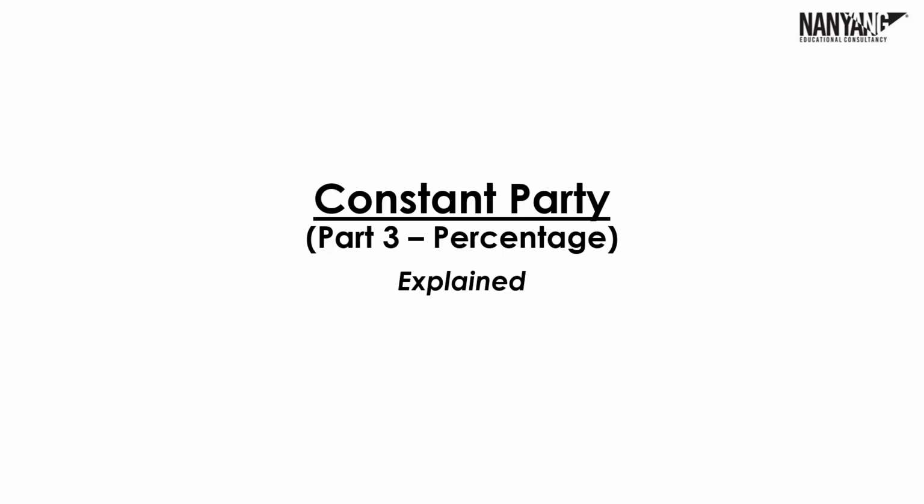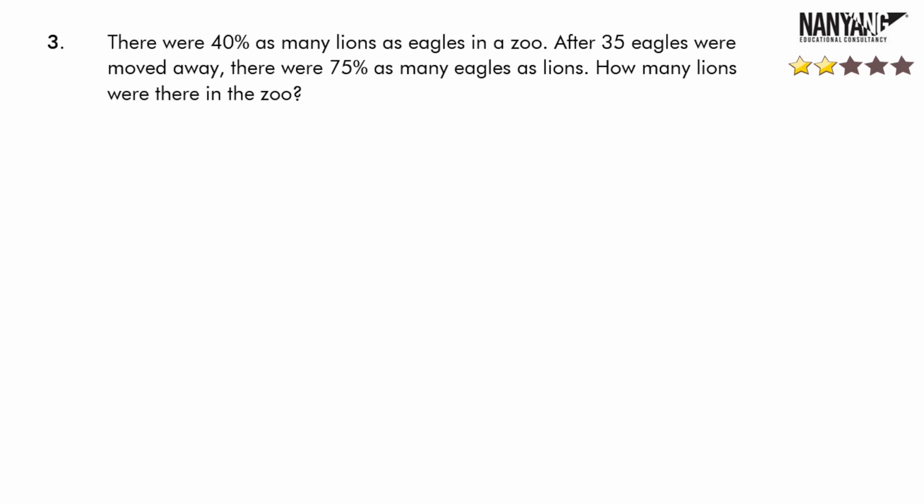Now let's try an intermediate difficulty question. There were 40% as many lions as eagles in a zoo. After 35 eagles were moved away, there were 75% as many eagles as lions. How many lions were there in the zoo? Feel free to pause the video and attempt the question first. You can resume once you're ready.